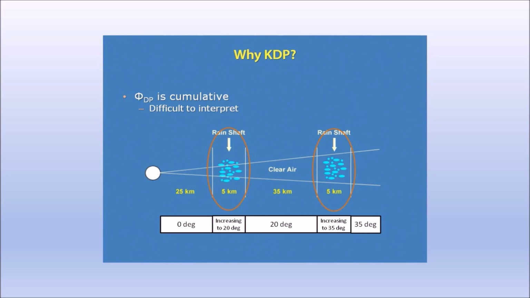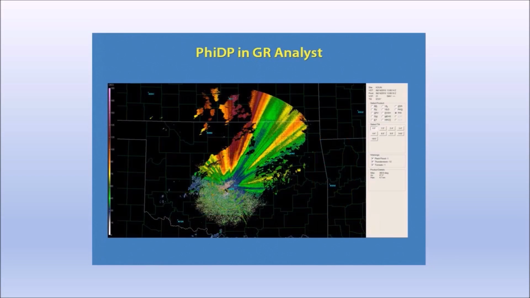As you can see, the differential phase shift is cumulative and the absolute value tells you nothing about what is going on in that particular bin, but rather all that has happened along the radial up to that point. Phi-dp and GR Analyst. Phi-dp is available to view in GR Analyst. Here is an example of what it would look like when there are areas of significant differential phase shift. Notice that it is very difficult to tell where the important areas are because the product is cumulative. In the next slide, we'll see why KDP is more useful operationally.